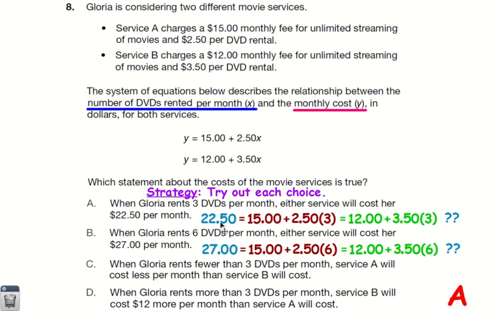Turns out that it was A. This here in maroon ends up being 22.5. Same with the math in green. So both of these equations worked out when you plugged in 3 for X and 22.5 for Y.